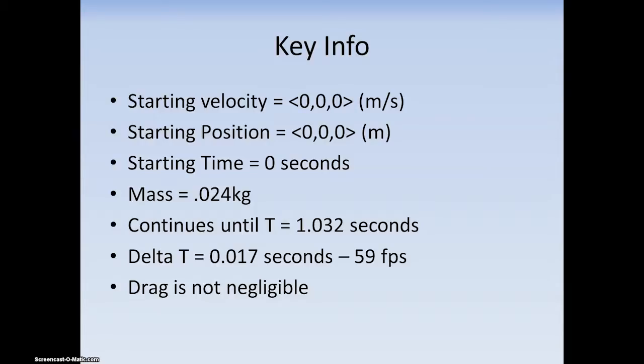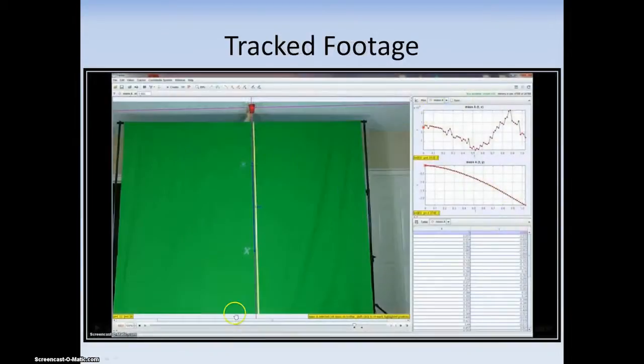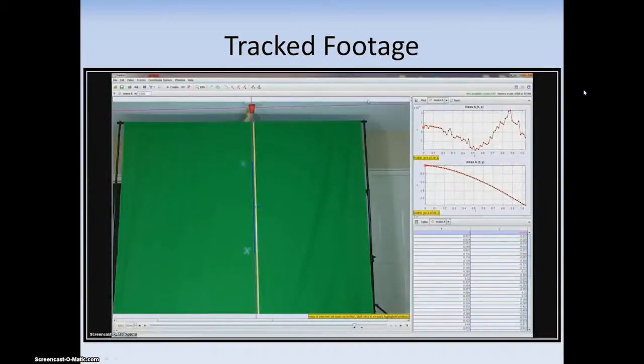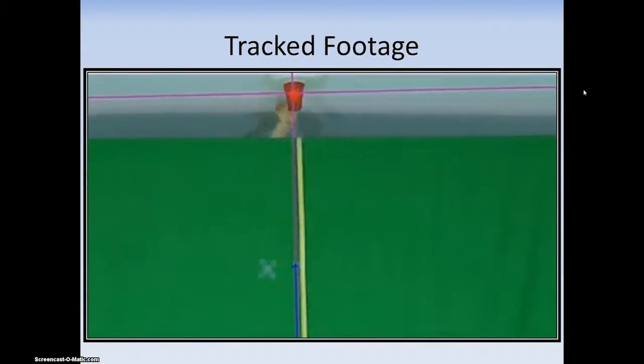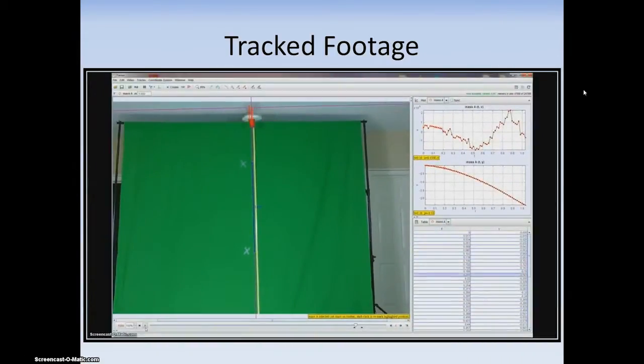The experiment continues for just over a second. The delta t is 0.01 seconds, and that's the same for 59 frames per second. Okay, so here's the tracked footage. You can see that the origin is right where the cup starts, and you can notice that the y-axis is slanted because that's the way the screen is, so the cup falls down pretty well.